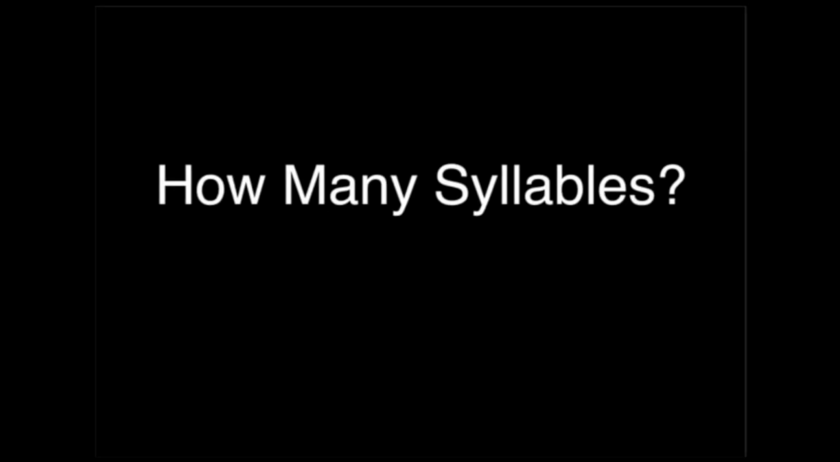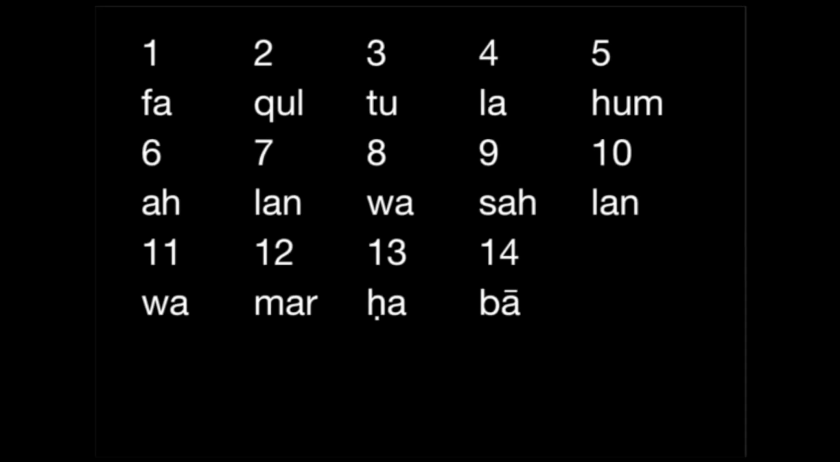How many syllables are in the line فَقُلْتُ لَهُمْ أَهْلًا وَسَهْلًا وَمَرْحَبًا? Again, you might want to pause the video and just have a think for yourself. Once you've had a chance to do that, I'm going to show you. If we break it down, we get 14 syllables. And there they are. فَقُلْتُ لَهُمْ أَهْلًا وَسَهْلًا وَمَرْحَبًا. And I hope that's pretty clear how I got to the number 14.